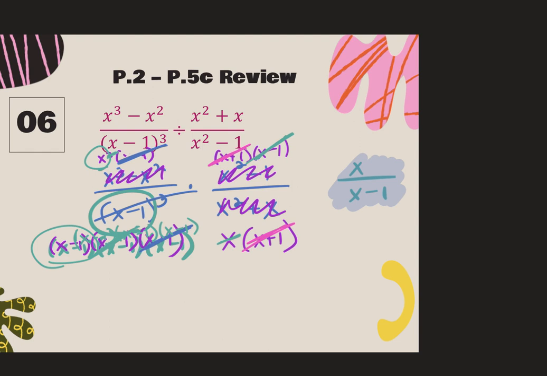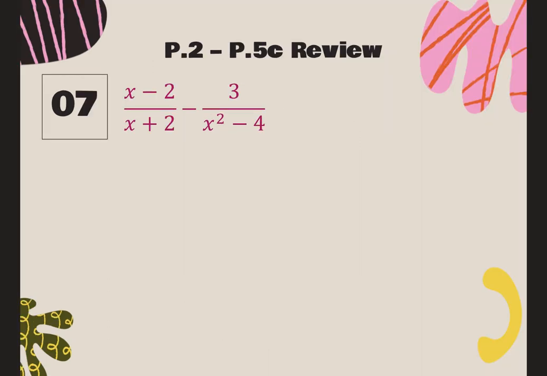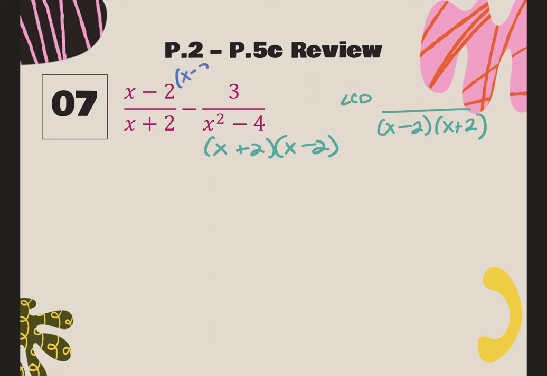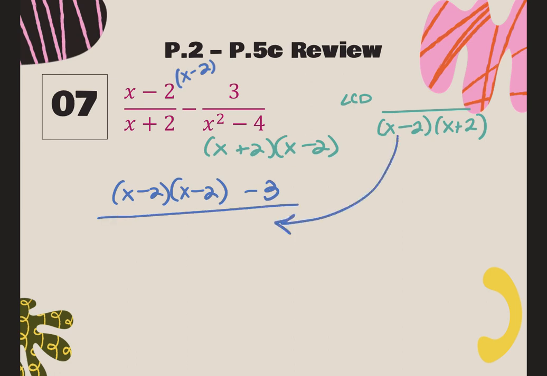Yeah. Right, then 7 was your difference, okay? So we factor first. The bottom denominator on the right is x plus 2, x minus 2, which means my least common denominator is x minus 2 and x plus 2. The first one's missing the x minus 2. The second one is not missing anything. So we have to FOIL out x minus 2 times x minus 2 and then subtract 3. It's all going to go over the denominator.